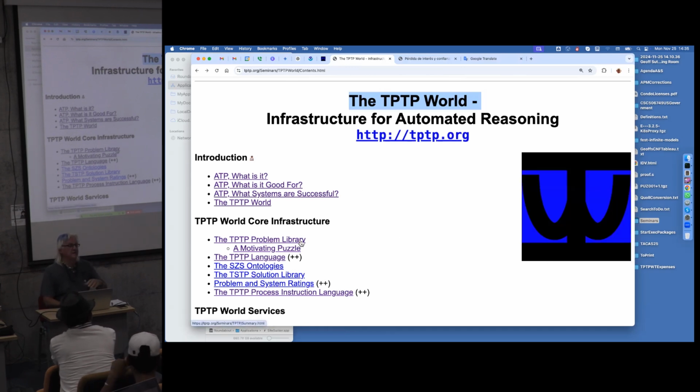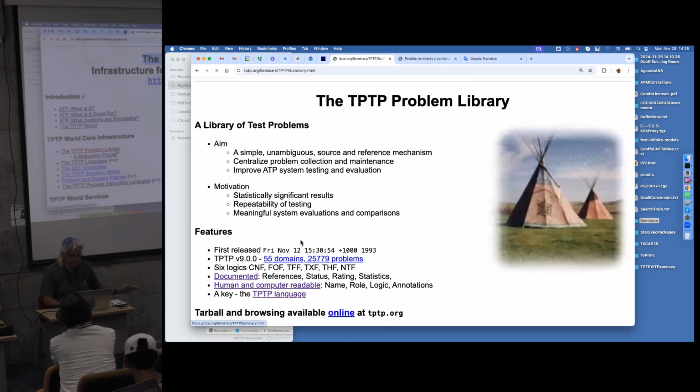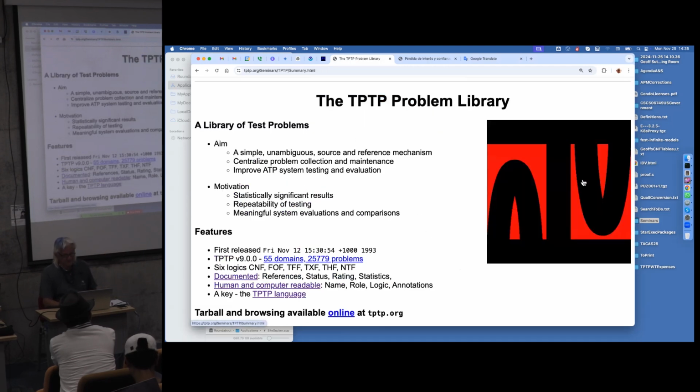So the very beginnings, this is 1993, what we were trying to do is, there were many people writing software and they wanted to test their software and say, my software is fantastic. And we said to them, how do you know your software is fantastic? And they would say, I have 10 problems. I can solve 10 problems, therefore my software is fantastic. And we thought this is not good.